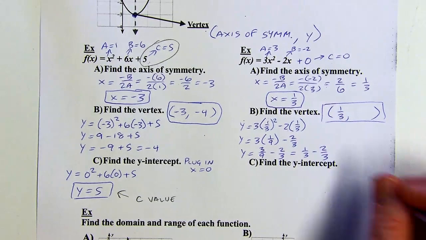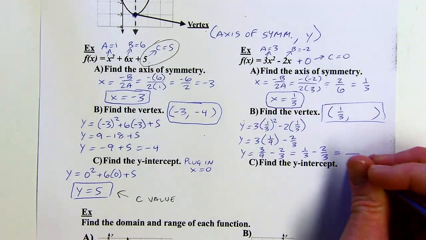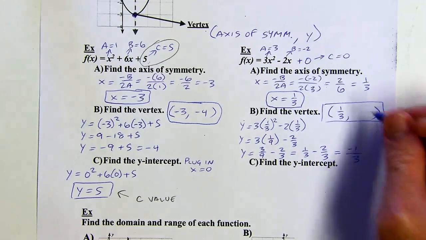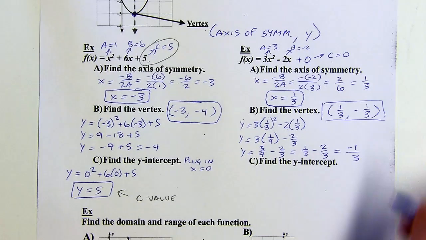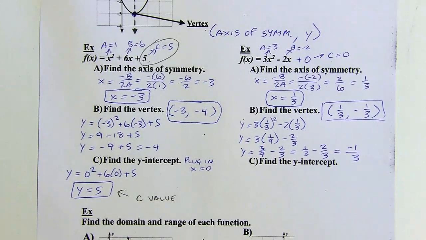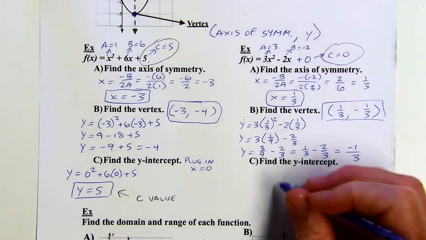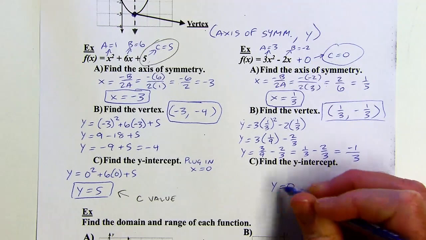I'm going to have to work this way because I ran out of space. Okay, now I've already got a common denominator. That worked out nice. And then on top, I'm going to do 1 minus 2. That would be negative 1. So that means negative 1/3 is my y-coordinate. Okay? And then the y-intercept is just going to be the c value, so that is going to be 0.